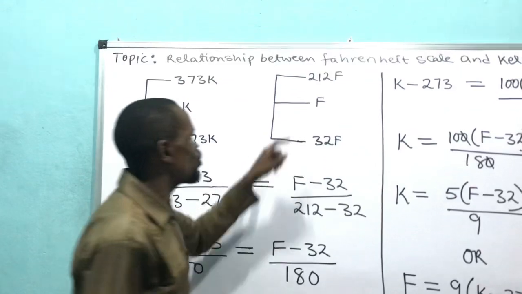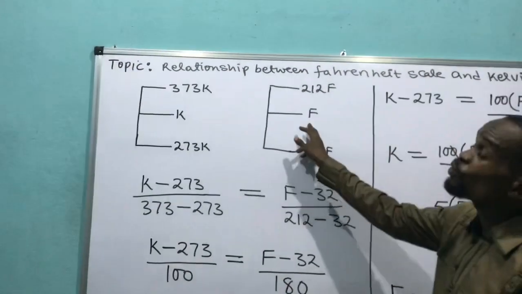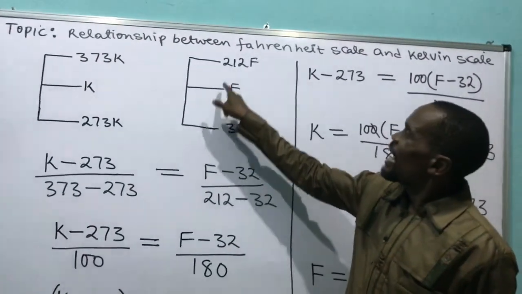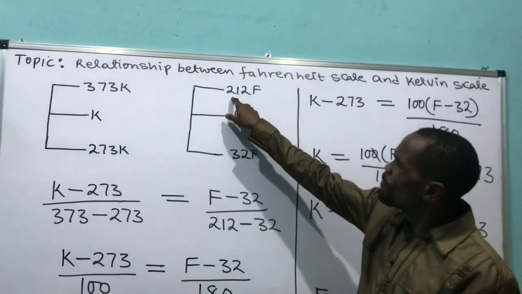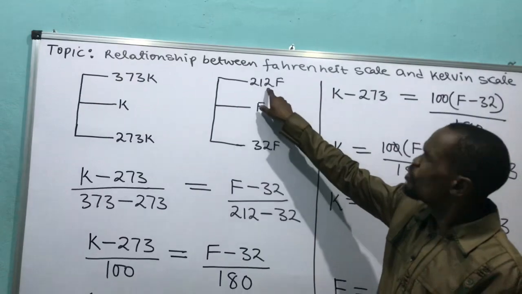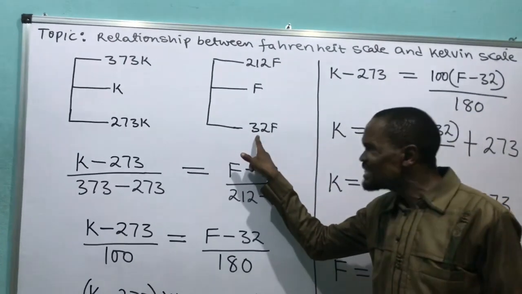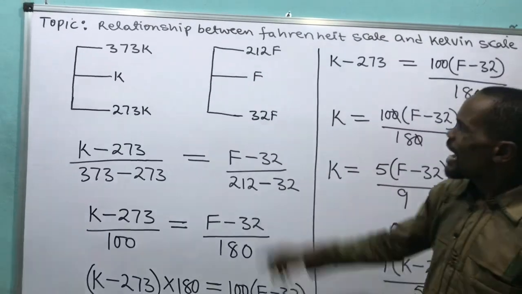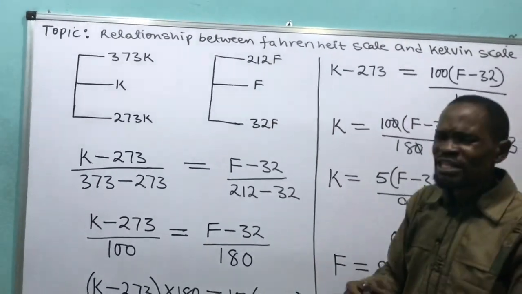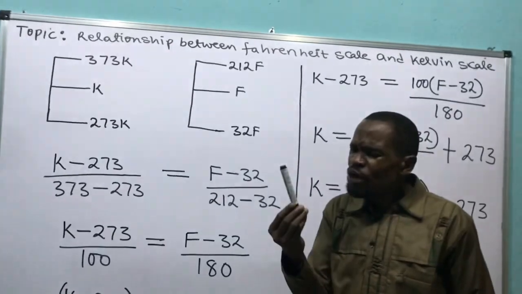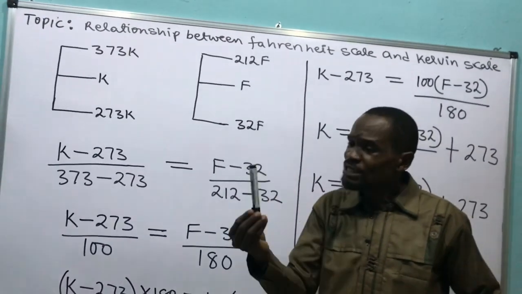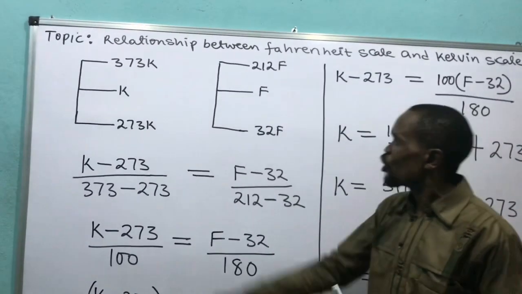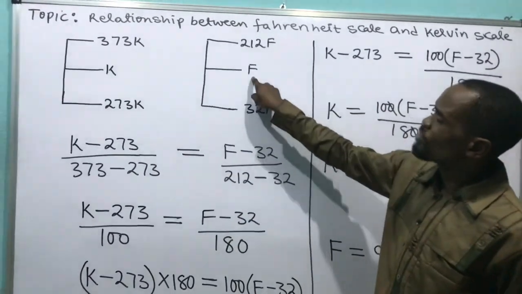Then coming to this one, this is the Fahrenheit thermometer. Steam point is 212 Fahrenheit, and ice point, which is the lower fixed point, is 32 Fahrenheit. And this F represents whatever value I'm going to get whenever I use this thermometer to read any particular temperature.